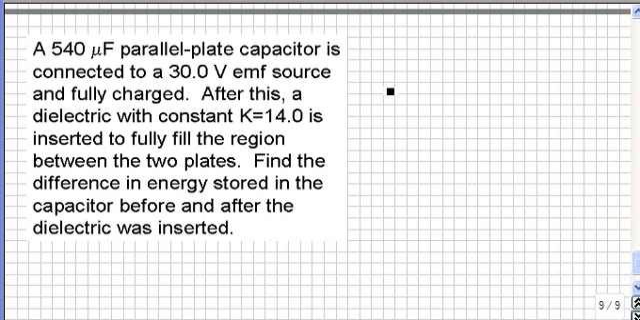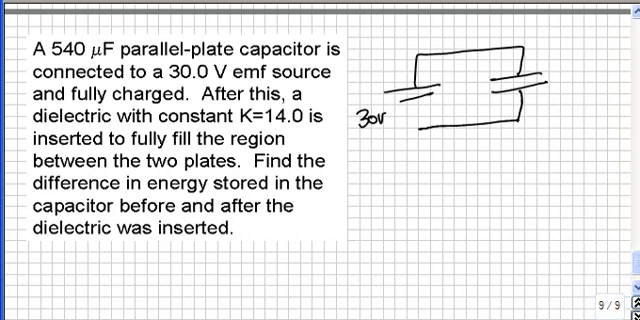So let's draw a little picture of what's going on in this problem. We have a 30-volt EMF source that's connected to a capacitor. It's a parallel plate capacitor. And initially it's got a 540 microfarad capacitance. And what we do is we let this thing completely charge up, and it'll contain some energy.